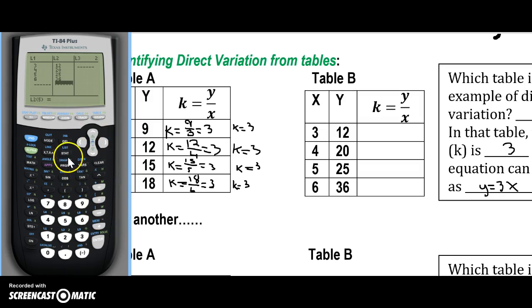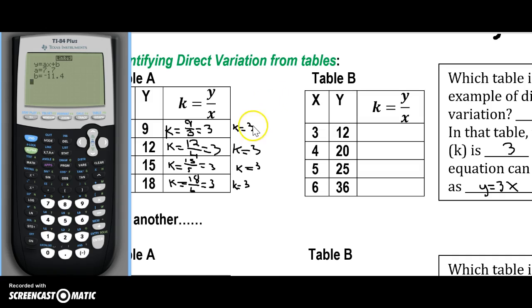And I'm gonna hit stat, go over to calc. This time hit the number 4, same thing. Go all the way down to calculate and hit enter. Bam. Look at that. My K, or my M, which right here says A, is 7.7. But we notice one thing different right here. My B equals negative 11.4. It's not 0. This is not proportional.